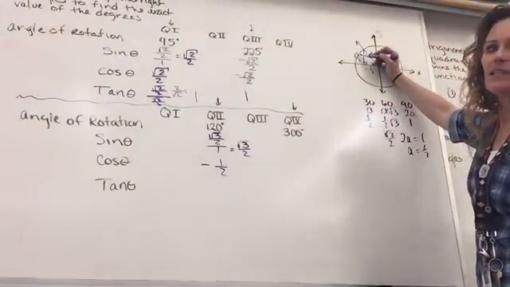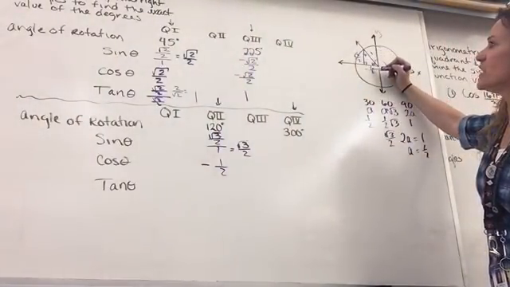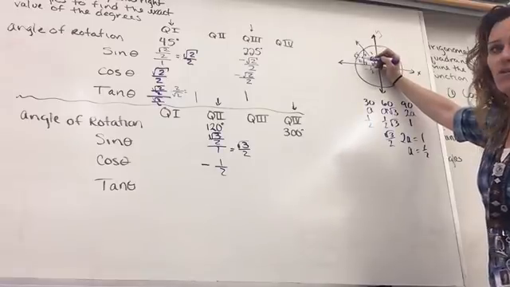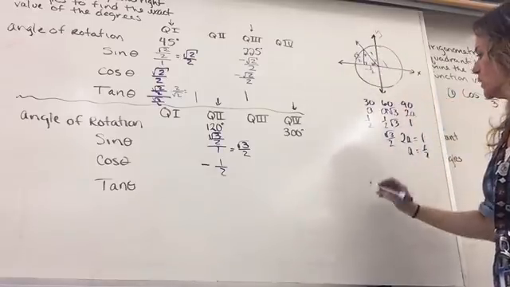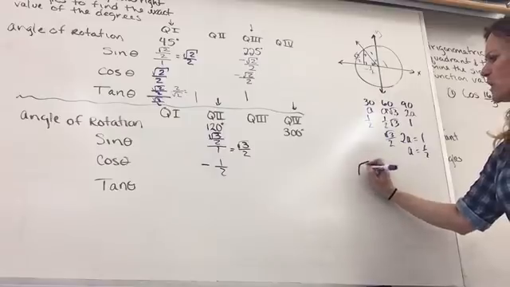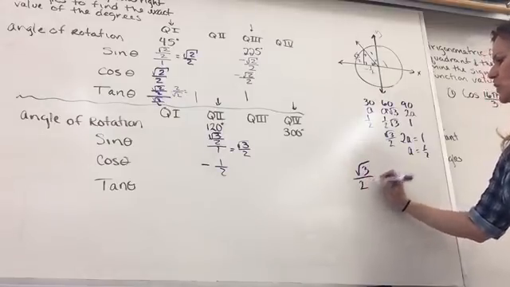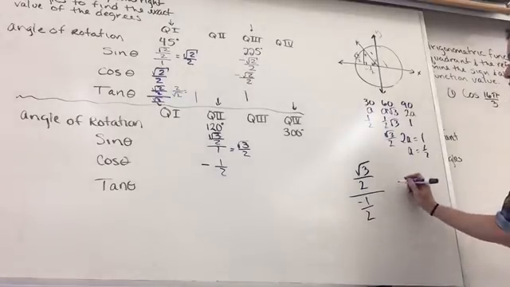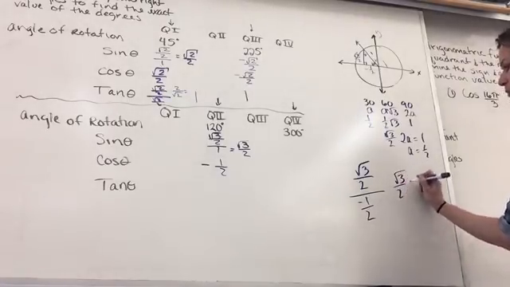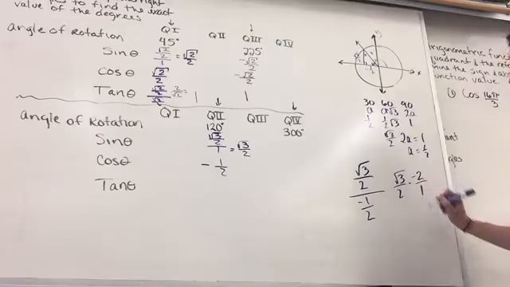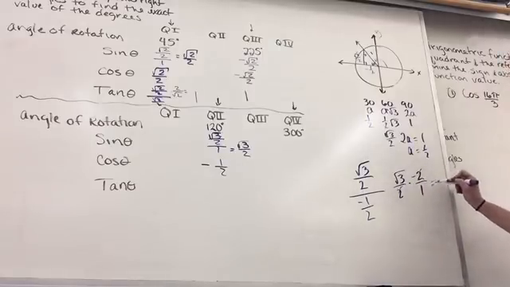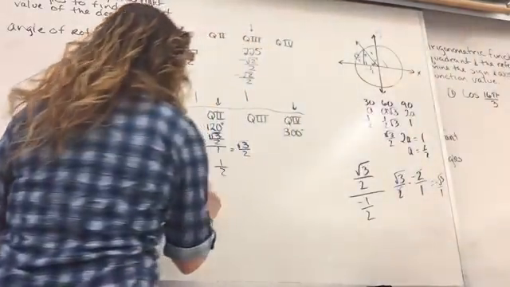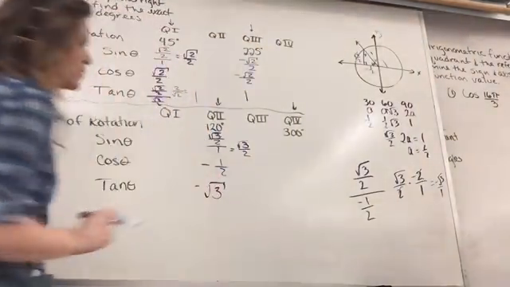Tangent. Tangent is the opposite over the adjacent. So I have square root of 3 over 2 divided by negative 1/2. Remember, we don't really divide fractions. We multiply by the reciprocal. So the 2's cancel, and I get the negative square root of 3 over 1, which is just negative square root of 3.